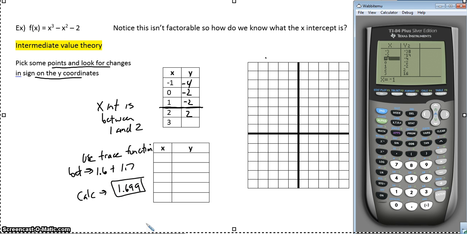So on a test, I probably won't ask you to come up with this number. What I'm going to ask you to come up with is the interval that it's between. So we can say that it is a number between 1 and 2. Again, we got very specific in coming up with the exact value, but on a test I'm just going to ask you to come up with the x values that it would be between. I know it's a number between 1 and 2.